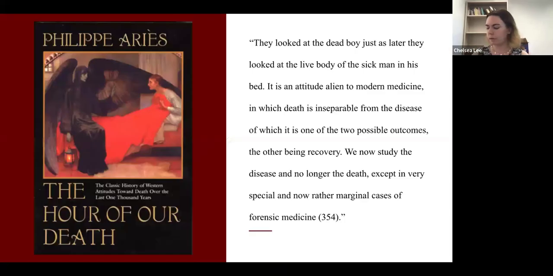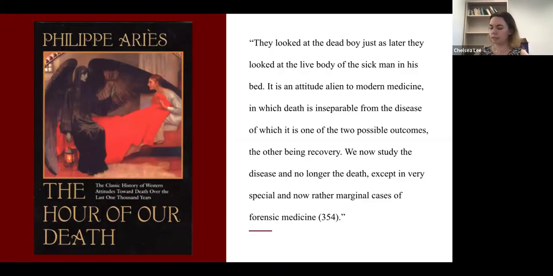And we can go to Philippe Ariès, a notable scholar on the history of death, and how he discusses that in the medical context of the early modern period, the state of death was under the purview of medical knowledge in a way that it no longer is.